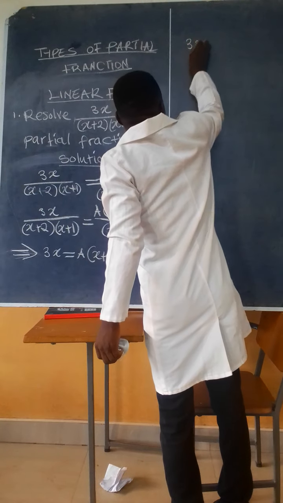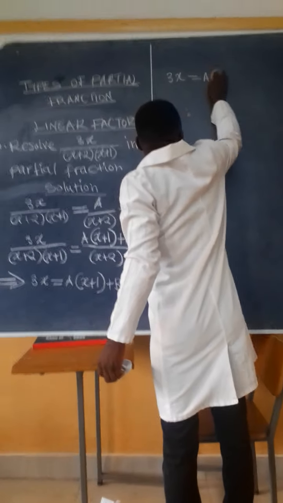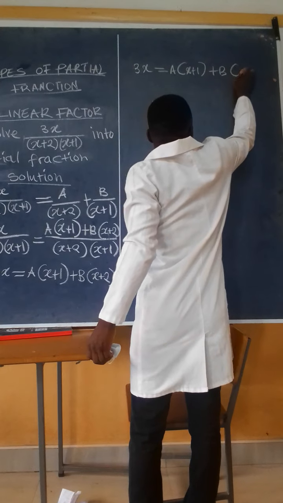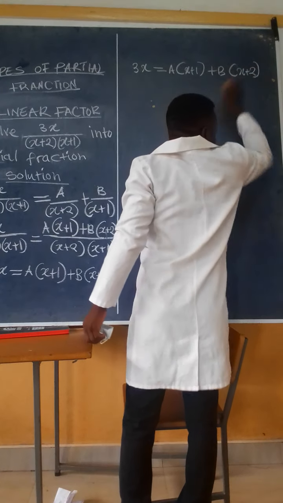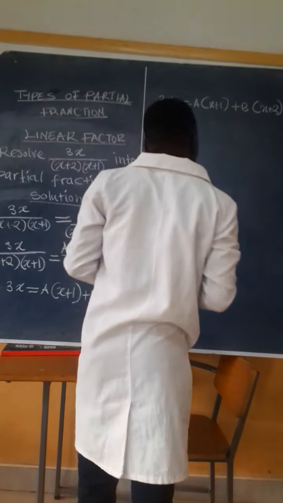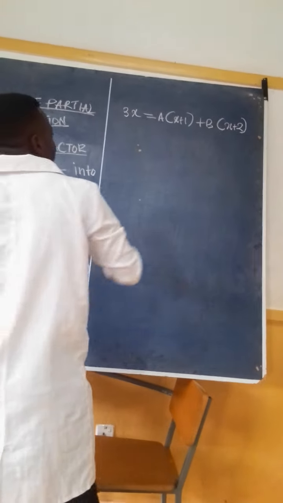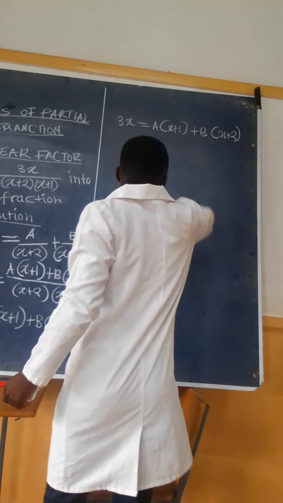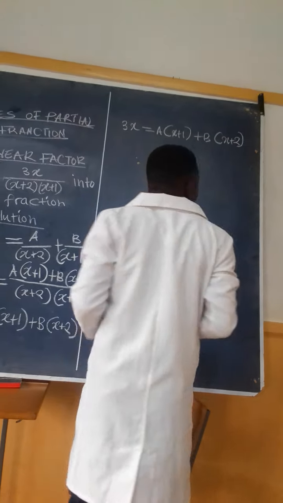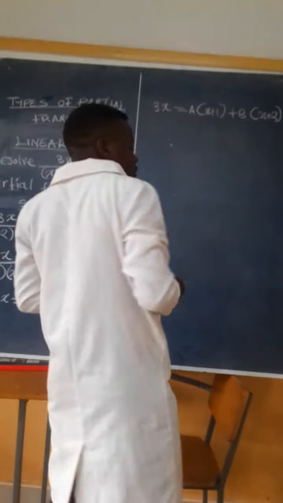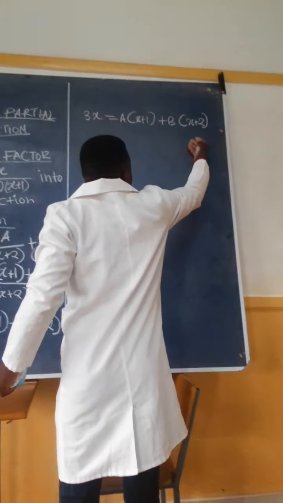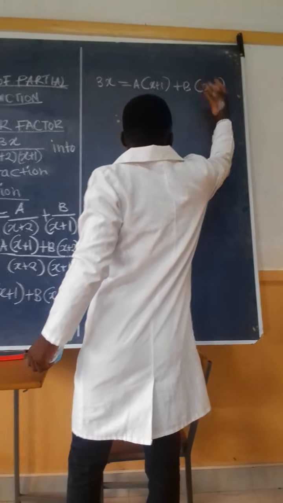So the way it is, 3x is equal to a(x + 1) + b(x + 2). We are going to think of a number. When we replace x, one of the constants, a or b, will cancel. So the best way is to equate x + 1 to 0, or x + 2 to 0.